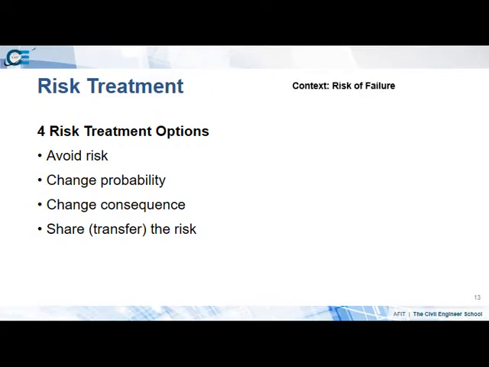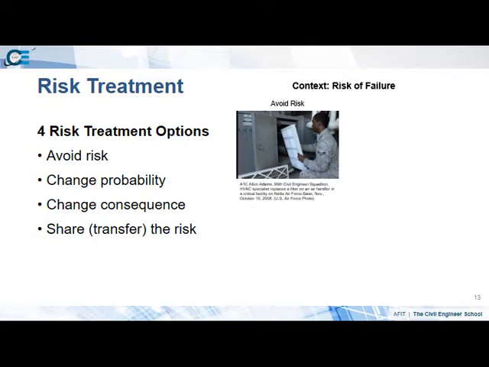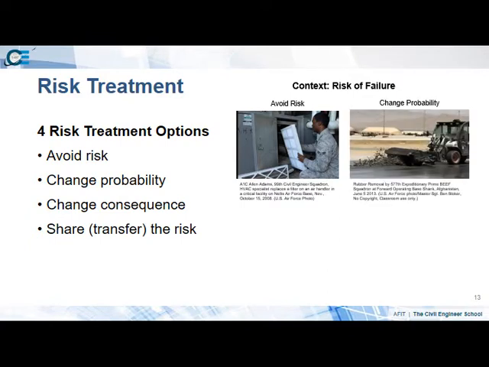So the context for this example is the risk of failure. So how do we avoid failure? Well, it's simple. We keep our assets nice. So here we have an airman doing preventive maintenance on some HVAC equipment. If we do preventive maintenance, we keep our assets in good working condition and we avoid the risk of them failing. How do we change the probability of failure? Well, here's an example of removing rubber from a runway. That lowers the probability that that asset will fail, thus lowering our risk.